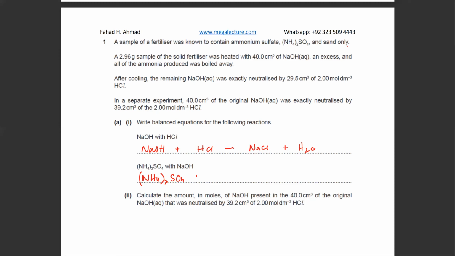Ammonium salts react with bases. Okay, remember, I sent you a PDF as well. Make sure you revise your reactions. And it's going to produce sodium sulfate, that's your salt, plus water plus NH3.